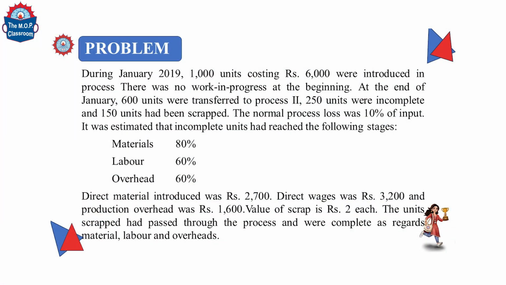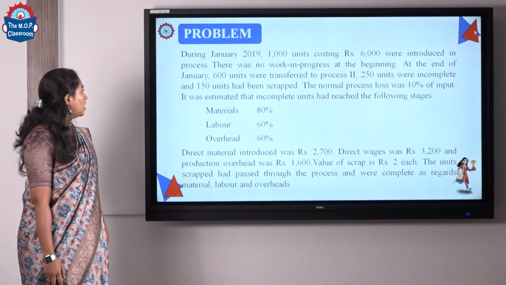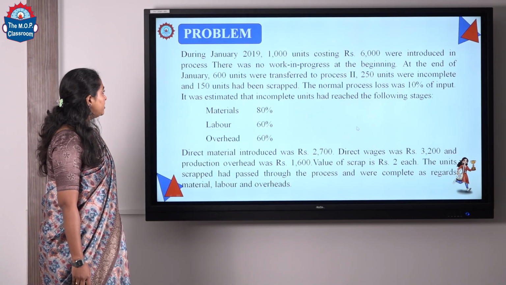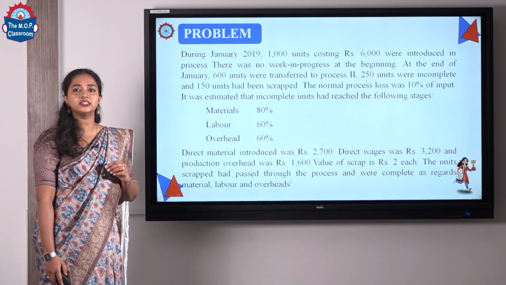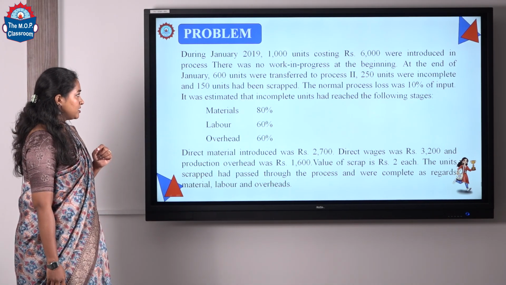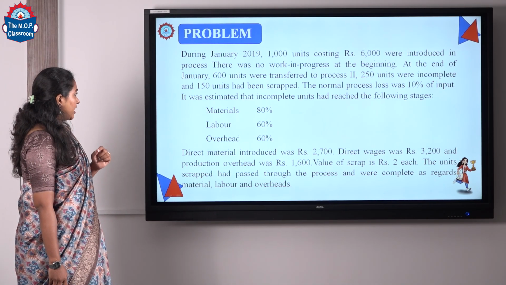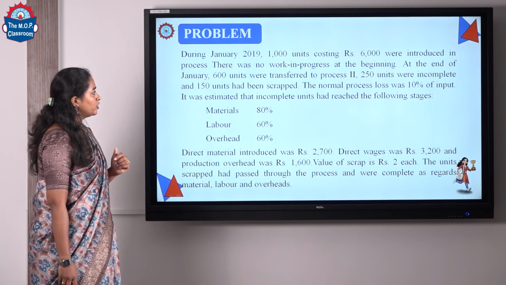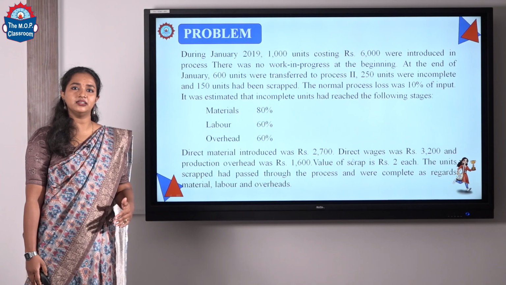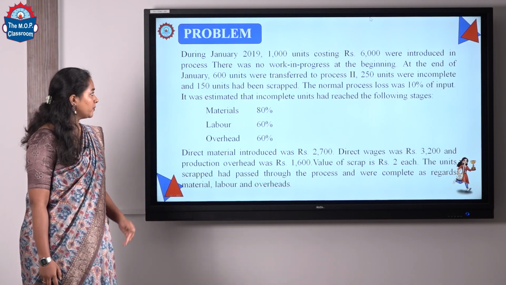Now here is a problem that will help you understand the equivalent production process in a better way. Let me read the problem for you. During January 2019, 1000 units costing 6000 were introduced in the process. So this is the opening cost that has been introduced. There was no work in progress at the beginning. At the end of January, 600 units were transferred to process 2. So out of the 1000 units, we understand 600 is moved to the next process account.